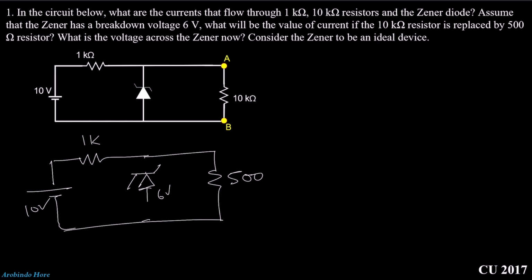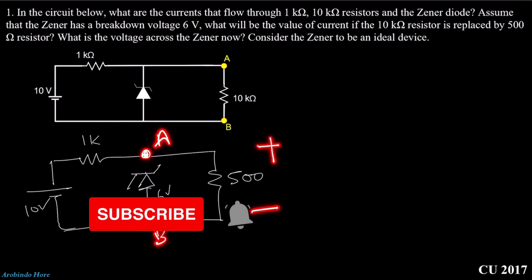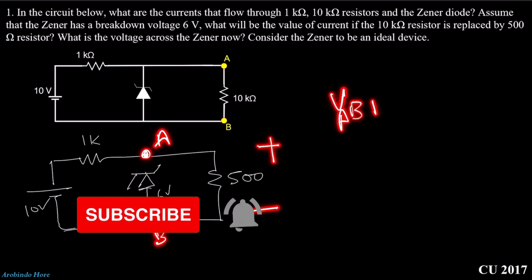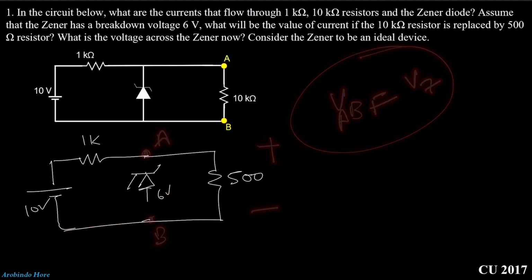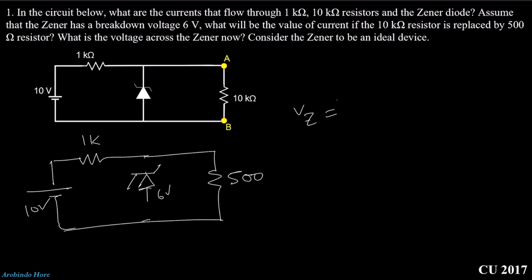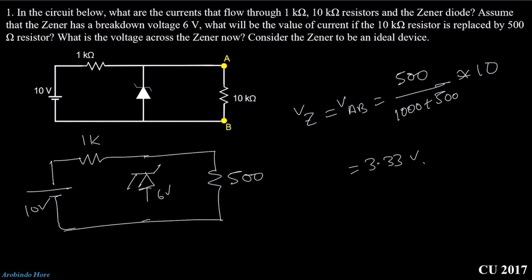Now you can see this is a normal circuit theory problem, that means a voltage source with series resistances of 1k and 500 ohm. We need to know the voltage across this 500 ohm, the voltage across this point A and this point B, right? That means VAB will be equal to VZ, the Zener voltage, and we need to calculate that. How to calculate it? Just apply the voltage division rule: VAB equals 500 divided by (1000 plus 500) multiplied by 10, which equals 3.33 volt.